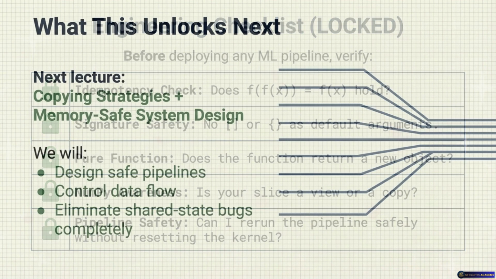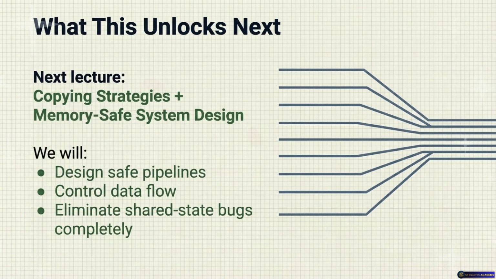Really makes you think. In our next lesson in the series, we are going to build directly on today's foundation. We will cover copying strategies and memory-safe system design, where we will learn how to design safe pipelines, control data flow, and eliminate shared state bugs completely.